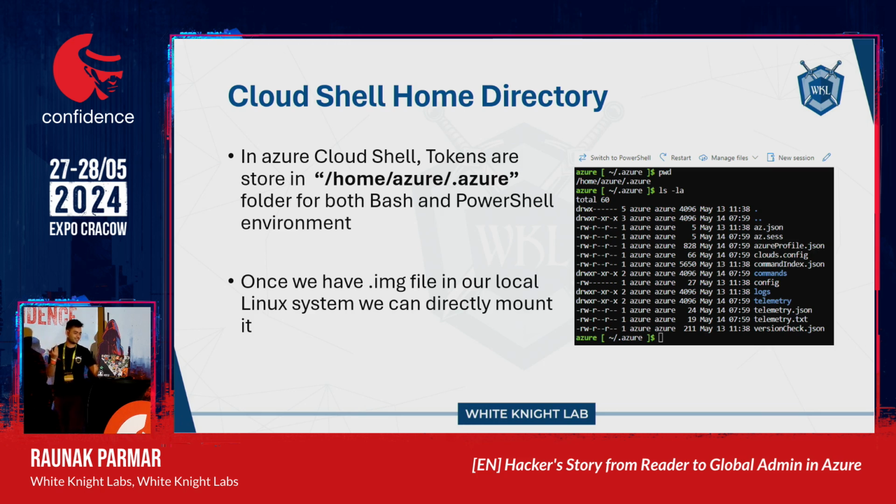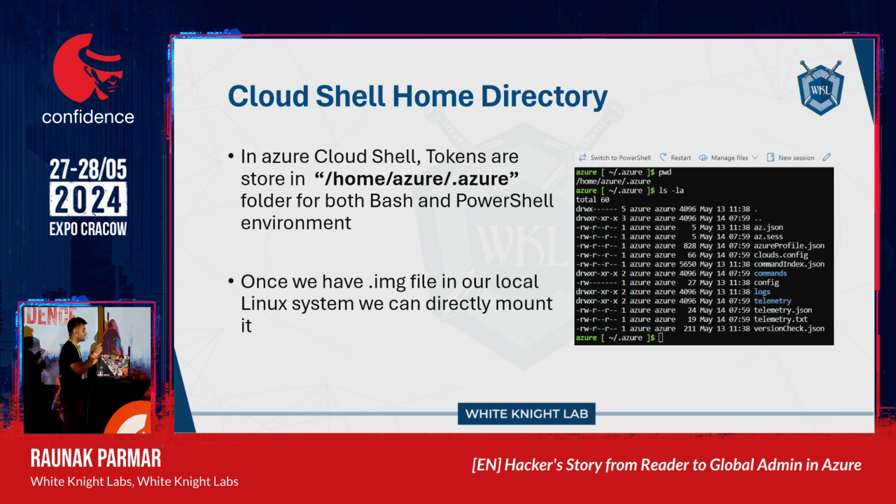I'll just verbally explain this. Whenever a Cloud Shell is being used, there's a folder named .azure. The .azure folder is basically the folder used when we use AZ CLI, and within it we have all the tokens, refresh tokens and access tokens, which are used by AZ CLI. If we download that .img file from the file share to our local system, we won't have those credentials. But we could backdoor them.